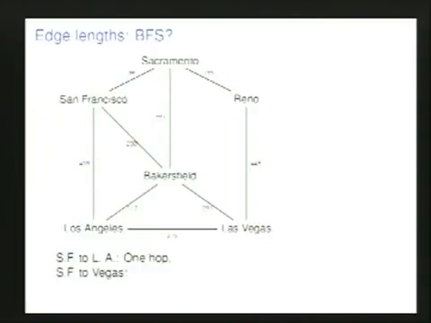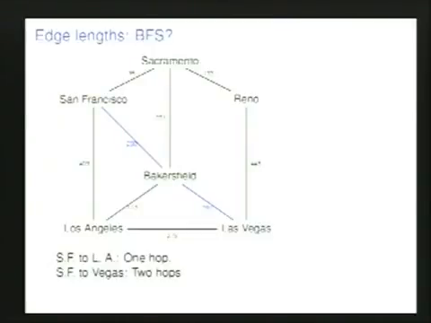Okay? How about San Francisco to Las Vegas? If you do a breadth first search on this, what would the label of Las Vegas be from San Francisco? 2, right? The label will be 2. So it's 2 hops in this graph. Just ignore the numbers, and it's 2. And in fact, there is a shortest path. This is the shortest path, and it's 2 hops. It is indeed 2 hops.